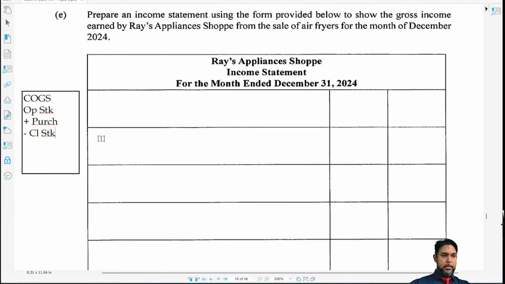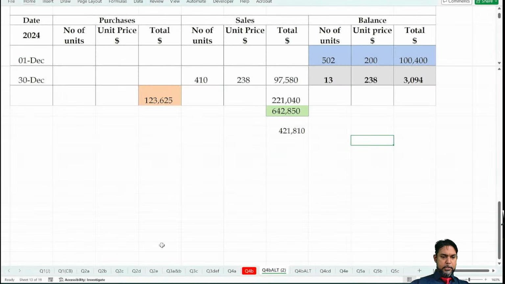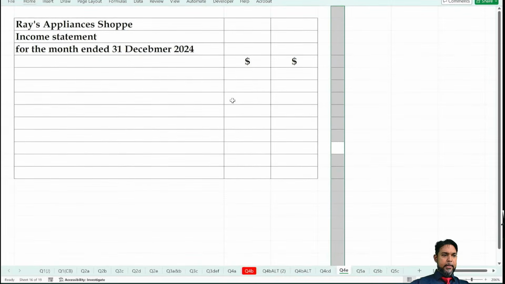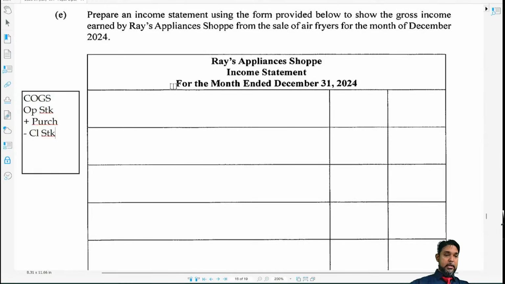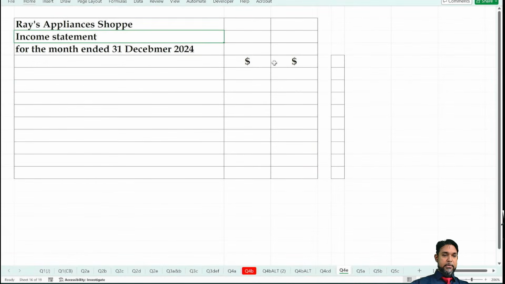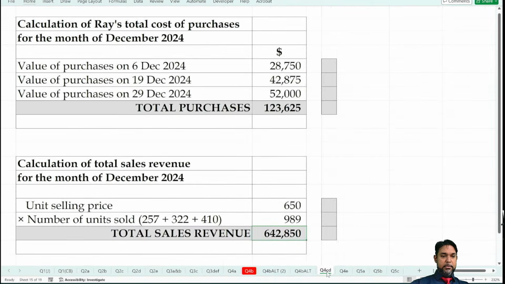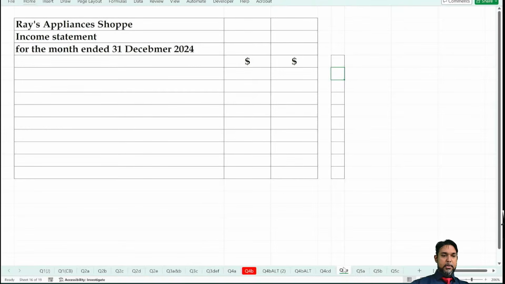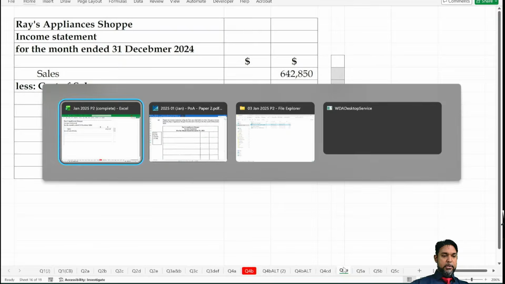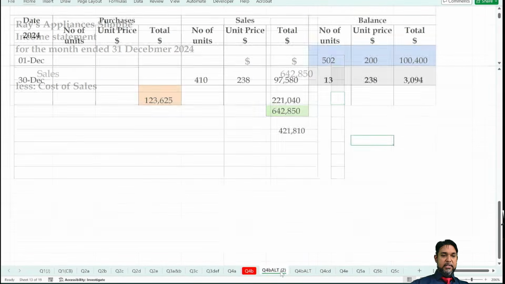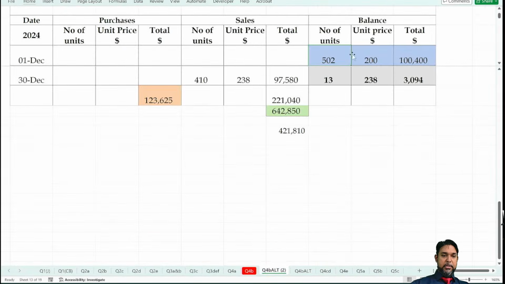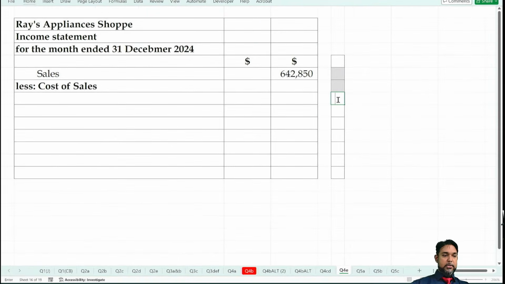Cool. So let's go to that piece, see what we have there. Right, so Raise Appliances, income statement for the month ended December 31st. So sales, like we said, the sales figure was 642,850. So we're going to put that there. Less cost of sales. So we had to start with the opening stock. The question gave that to us as 502 units at 200 each, which is 100,400. That's going to go here.